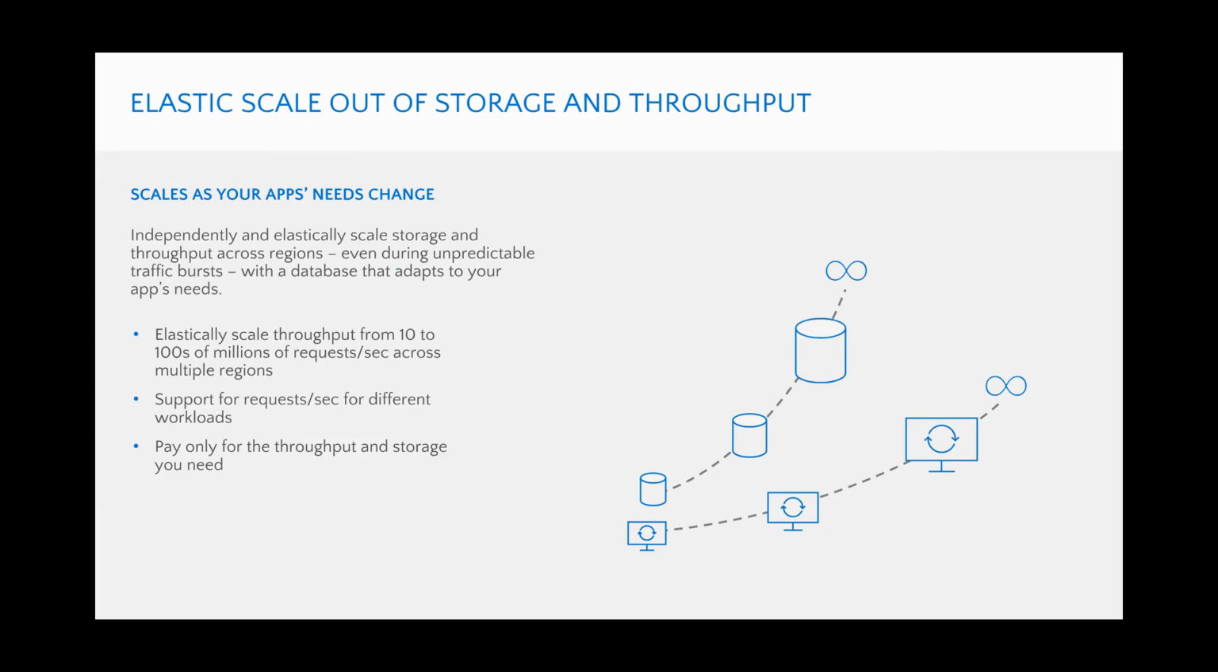We also support an elastic scale of throughput by actually provisioning request units. So request units determine how many requests in a second a database will be able to handle, and that can change at any time.